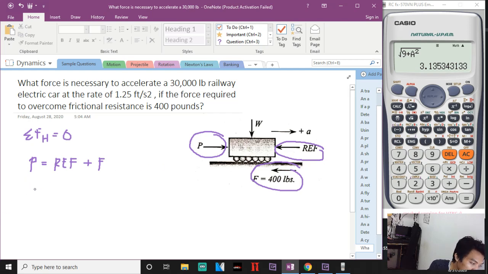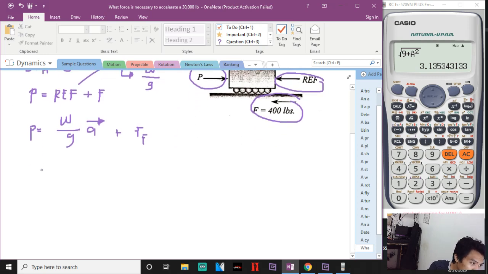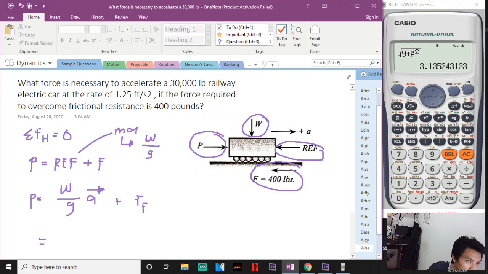Now, for the reverse effective force, tandaan nyo, si reverse effective force is MA. Okay? Where M, pwede rin niyang extract mo na ganito. Okay? Affected yan ng weight ng body. Okay? Yung weight over g. Okay? So, P will be equal to the reverse effective force, W over g, times the acceleration ng body. Plus yung F, the frictional force. Okay? The frictional force is 400. Okay. So, meron ka bang given weight dyan? Tignan natin yung given weight. Yes, you have 30,000 pounds real weight.